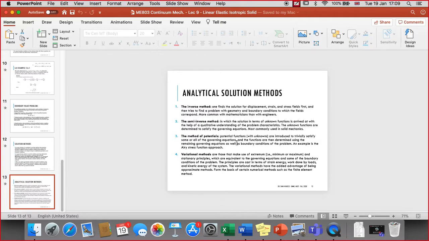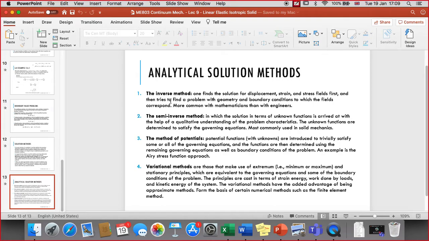So that's why we talked that there are some ways in which, for example, there's something called the inverse method, जिसमें आपने पहले से ही assume किया होता है कि displacement, strain, stress field क्या होगी already, और फिर हम देखते हैं कि अच्छा, does it fulfill the Navier's equations. So that's why it's known as the inverse method.